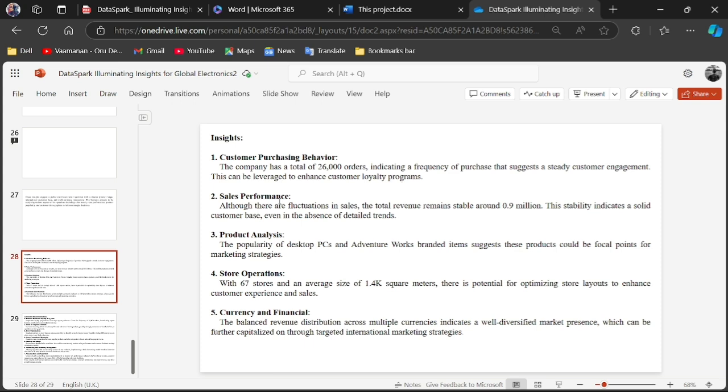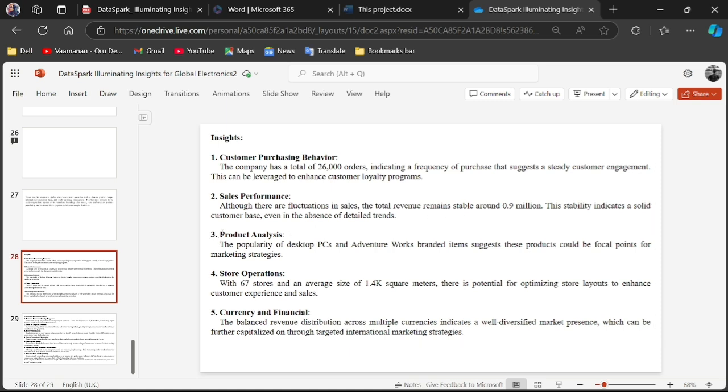Sales performance, this is all from the visualization we saw. There are also fluctuations in sales, but the total revenue remains stable. We got a revenue of around 1 million, and we got a profit. We are not going to go broke or anything. That's the deal. Of sales performance, the stability indicates a solid customer base even in the absence of detailed trends.